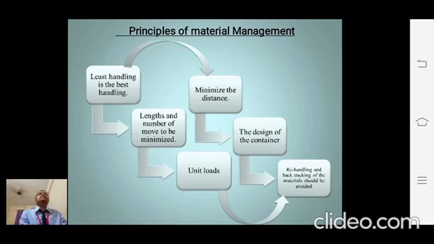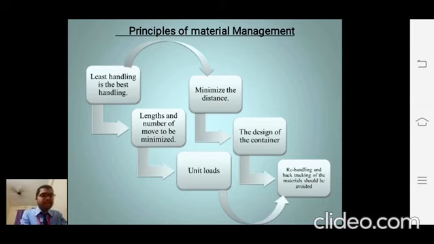During the manufacturing phase or deployment stage, we should understand how many products we have to deploy. It avoids duplicate orders, it avoids wasted time, it avoids wasted cost, and so on. So unit loads are important, a very basic principle of material management.